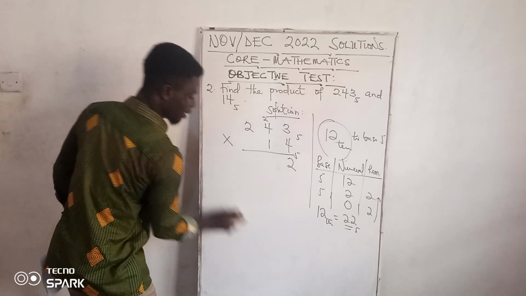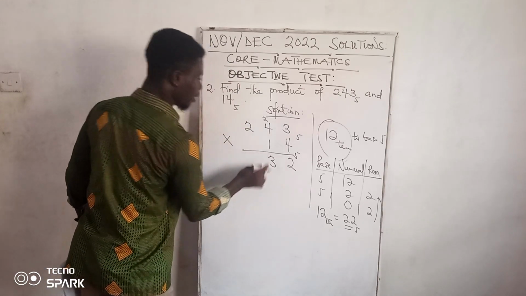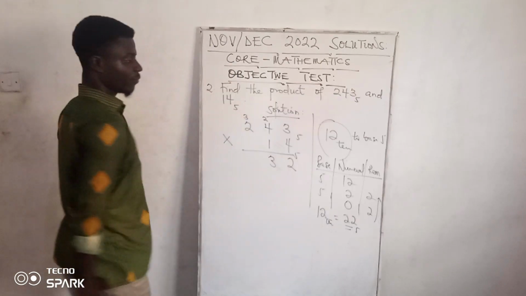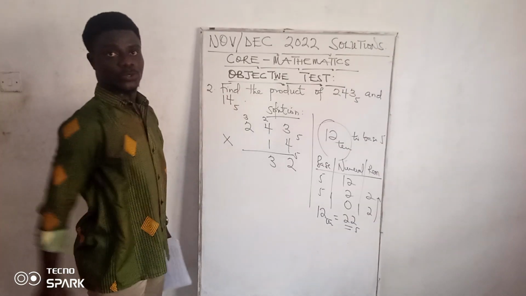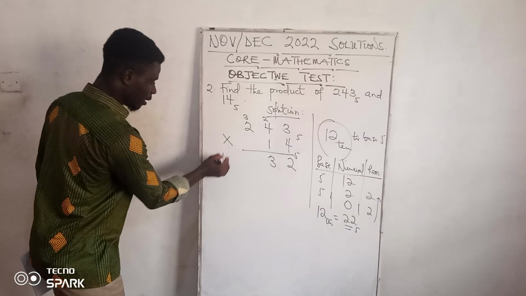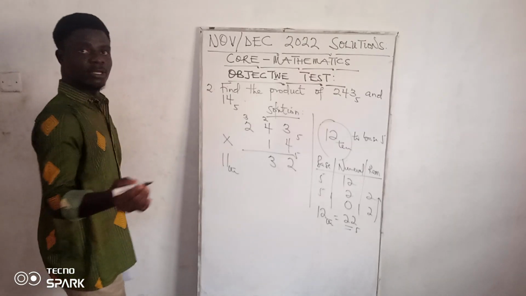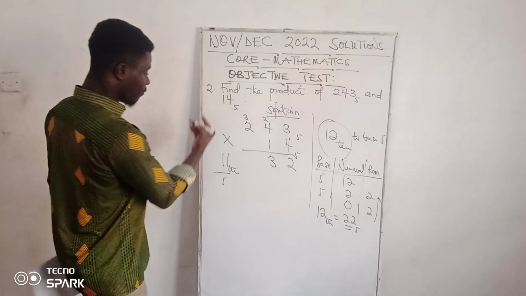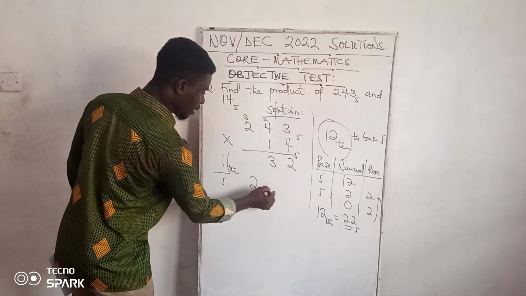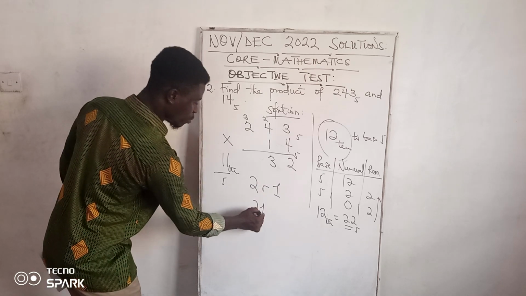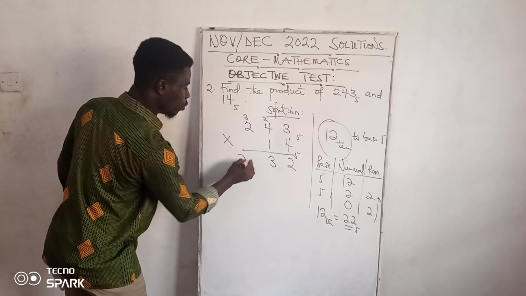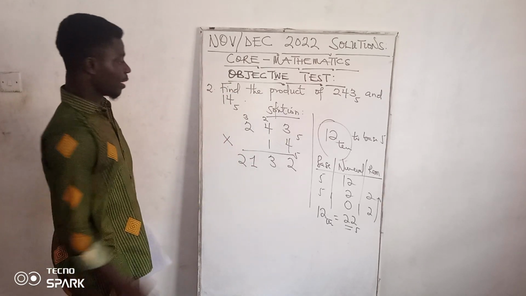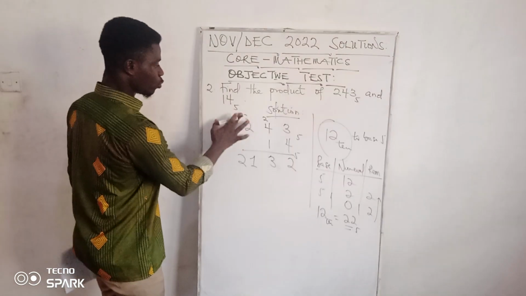So write our 3, carry another 3, right? So 4 times 2 we get what? 8. 8 plus 3 we get 11. 11 is in base 10, right? But we want that in base 5, so we divide by 5, right? So 5 goes into 11 how many times? 2 times. Remainder 1. So we have 21. So we write the whole of the 21, because we've exhausted all our numbers here.